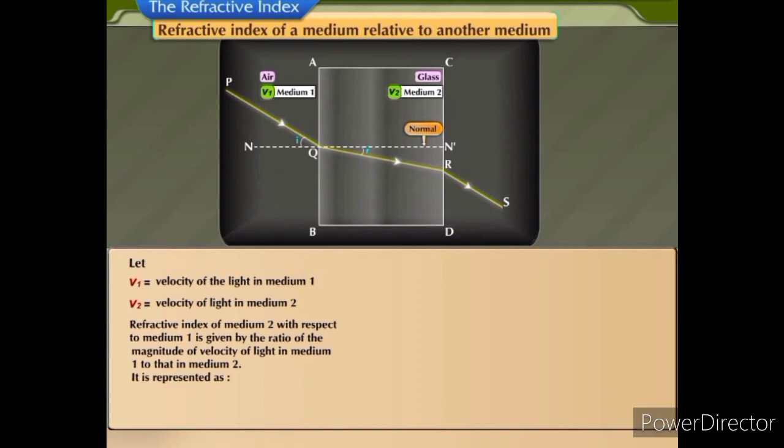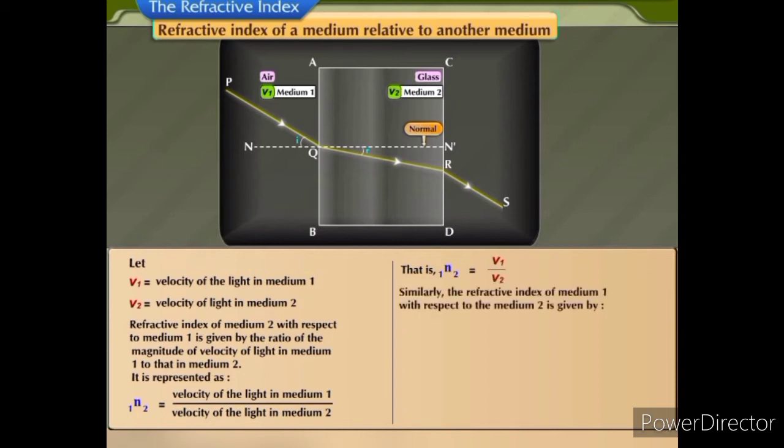It is represented as 1n2. 1n2 is equal to velocity of light in medium 1 upon the velocity of light in medium 2. That is, 1n2 is equal to V1 upon V2. Similarly, the refractive index of medium 1 with respect to the medium 2 is given by 2n1 is equal to V2 upon V1. The refractive index is a pure number as it is the ratio of two velocities.